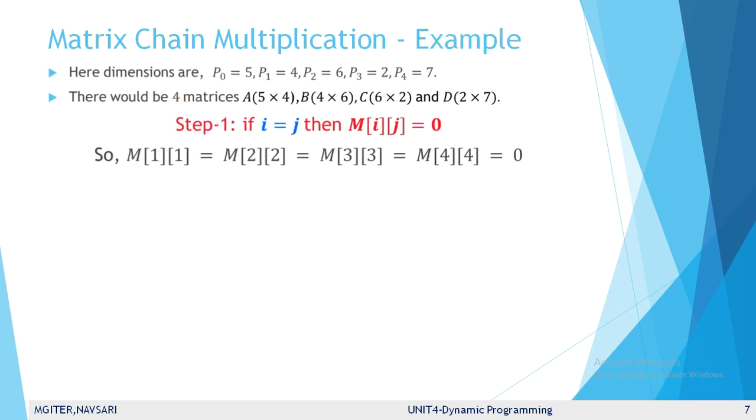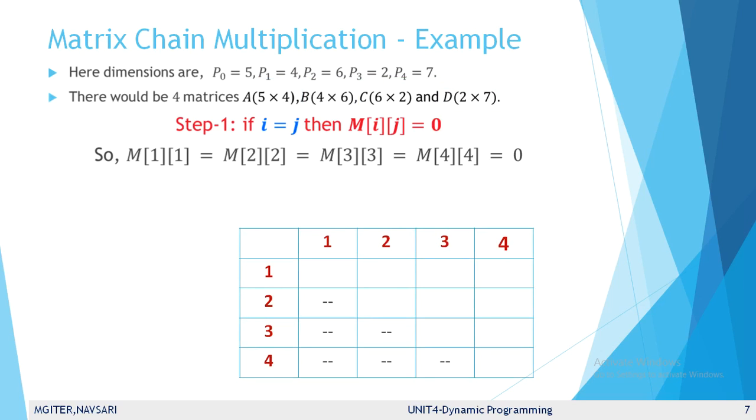Now we see an example using dynamic programming. Here we take 4 matrices. Matrix A has dimension 5 cross 4. Matrix B is 4 cross 6. Matrix C is 6 cross 2. And matrix D is 2 cross 7. Here we take the dimensions: P0 is 5, P1 is equal to 4, P2 is equal to 6, P3 is equal to 2 and P4 is equal to 7. Here 5 dimensions for the 4 matrices.